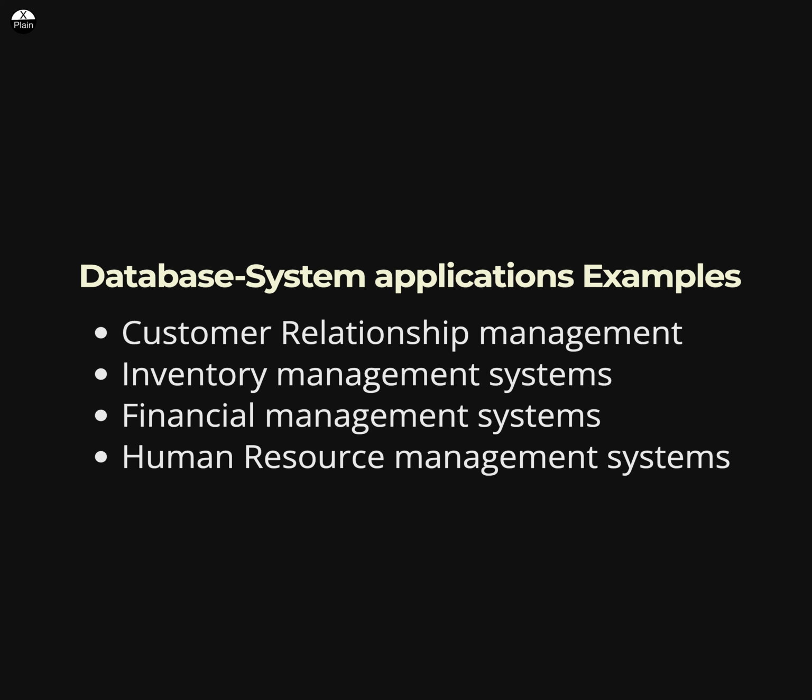Financial management systems. These are used to track and manage financial transactions, including invoices, payments, and expenses. Human resource management systems. These are used to manage employee data, including payroll, benefits, and performance reviews.